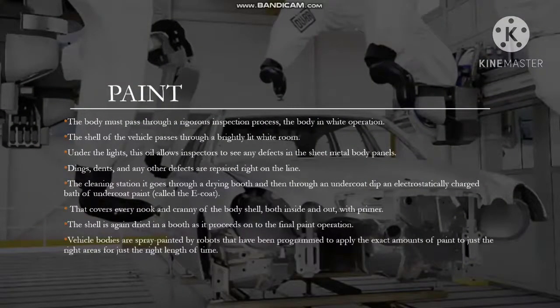Number 4, we are going to process the paint. The body must pass through a rigorous inspection process. The shell of the vehicle passes through a brightly lit white room. Under the light, this allows inspectors to see any defects in the sheet metal body panels. Dents and any other defects are repaired right on the line by skilled body repairmen.